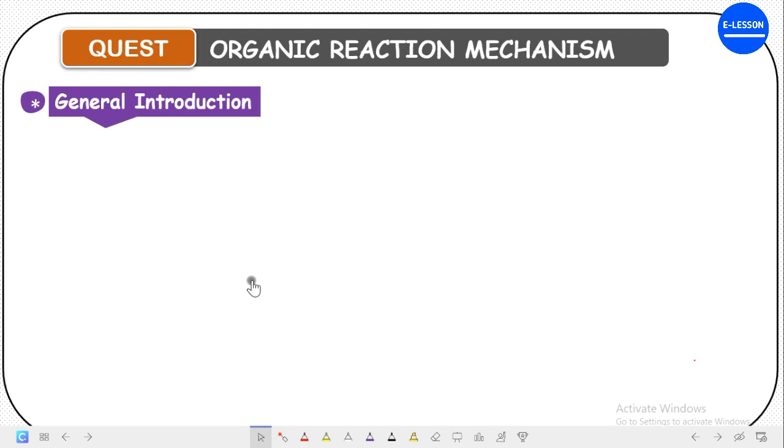So in this lecture, we are going to look at organic reaction mechanism. And to begin, we are going to look at the general introduction to organic reaction mechanism. Now, I would love to define what reaction mechanism is. Reaction mechanism is the step-by-step processes in which reactants are converted to products.